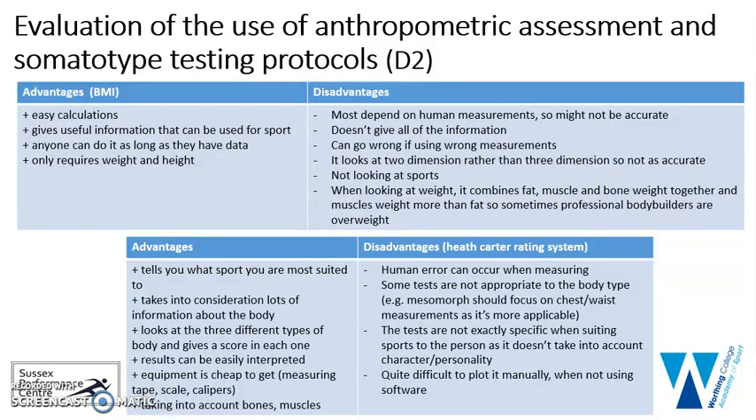However, there are disadvantages. Human error can occur when measuring. Some tests are not appropriate to the body type. For example, for mesomorph, you should focus on chest or waist measurement as it's more applicable. The tests are not exactly specific when suiting a sport to the person. It doesn't take into account the character or personality of the person. It's quite difficult to plot it manually when not using software.